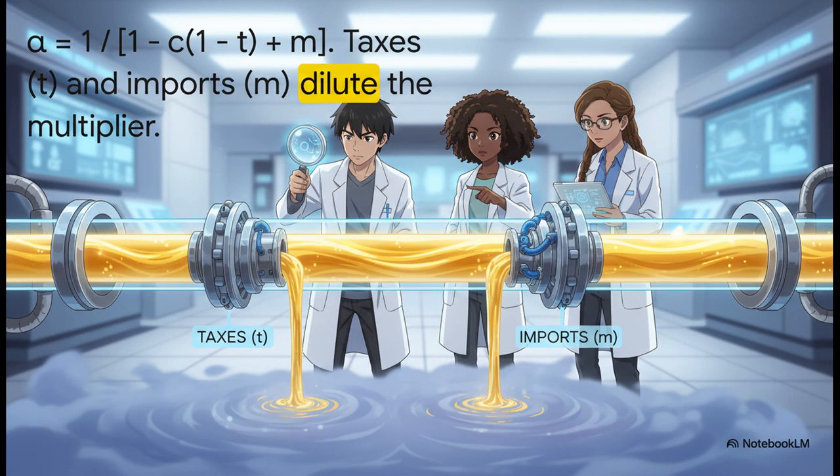I know, at first glance, it looks a bit like alphabet soup, but let's break down the logic. The multiplier, alpha, equals 1 divided by all this stuff in the brackets. The C is the marginal propensity to consume, how much of a new dollar people spend. But pay close attention to the tax rate, T, and the marginal propensity to import, M. They are sitting right down there in the denominator, actively working against the multiplier effect. They are the leakages, diluting the power of every single new dollar injected into the system.